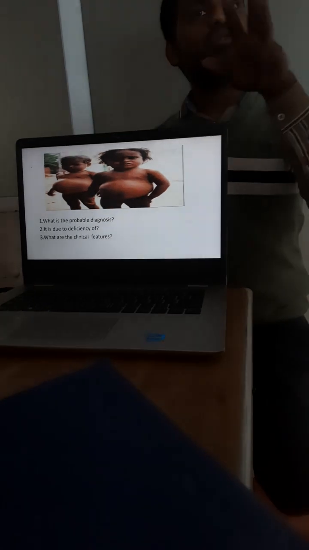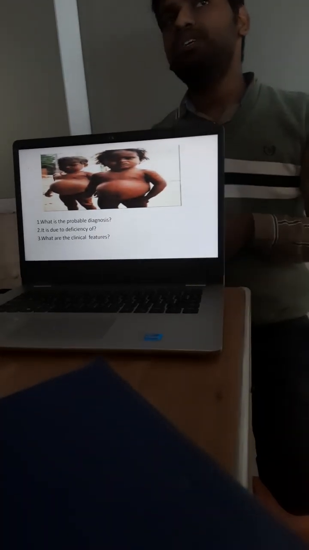Now, can you differentiate between marasmus and kwashiorkor? Kwashiorkor is also protein calorie malnutrition. Kwashiorkor: central obesity and all the clinical features, gross ascites, abdominal distension. Macrocephaly, that is microcephaly.